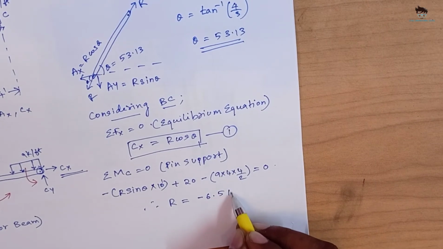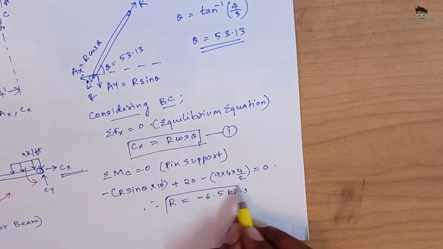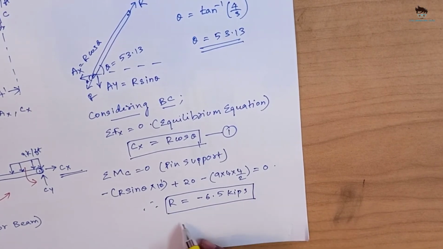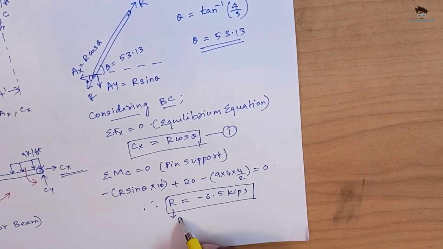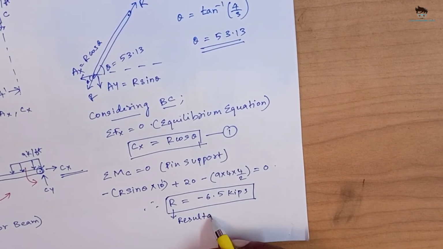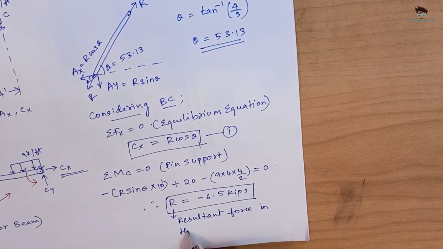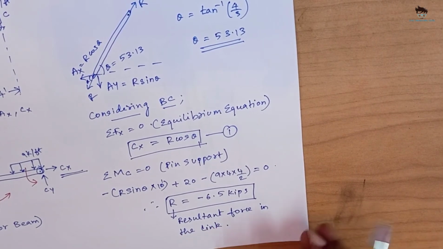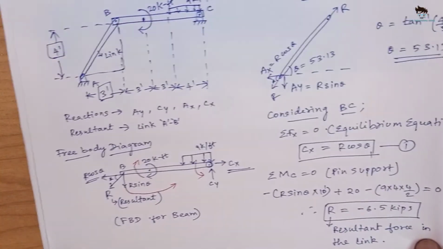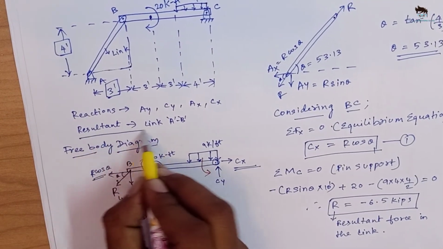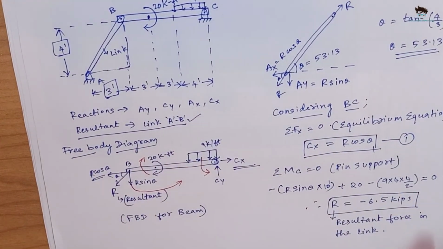Since the resultant force that is determined is negative, the correct direction of the resultant force is opposite to the assumed direction. That is, the assumed direction indicates the resultant force is of tensile nature, to point B, but actually it is compressive, to the point B. Well, we have just found the resultant force that can possibly act on the link AB.